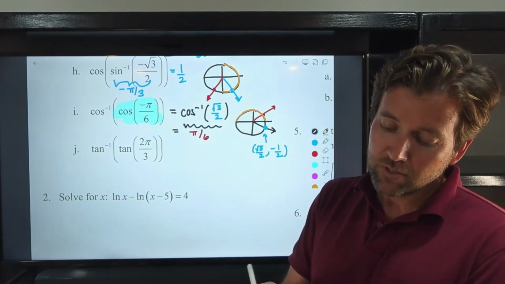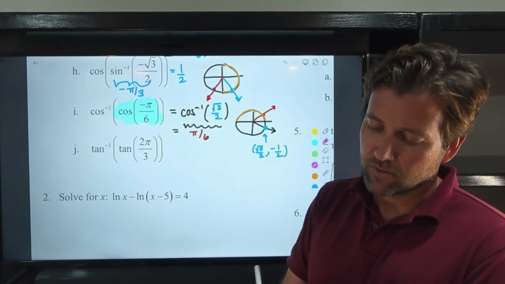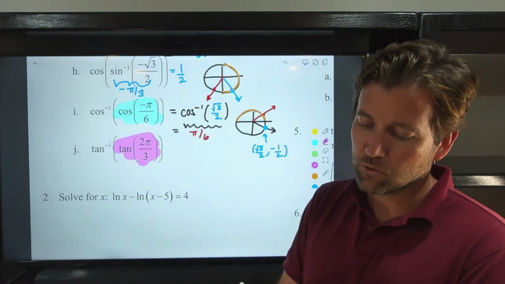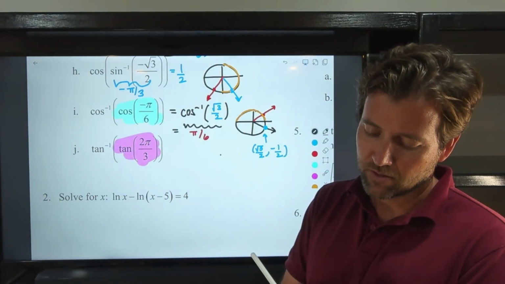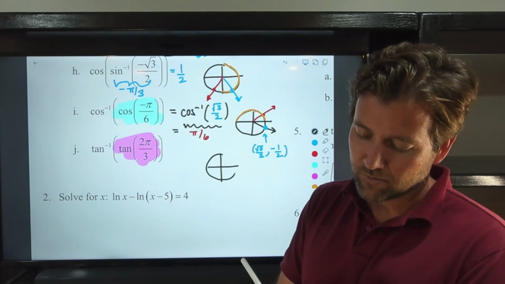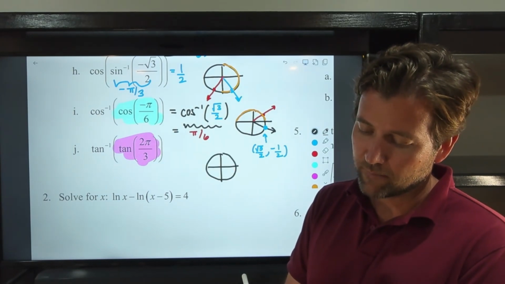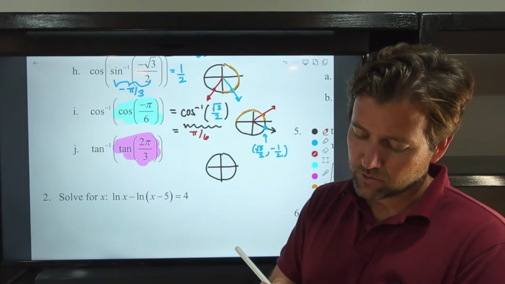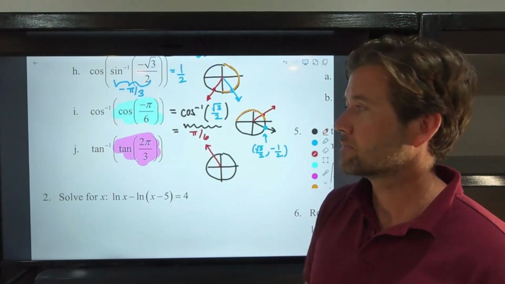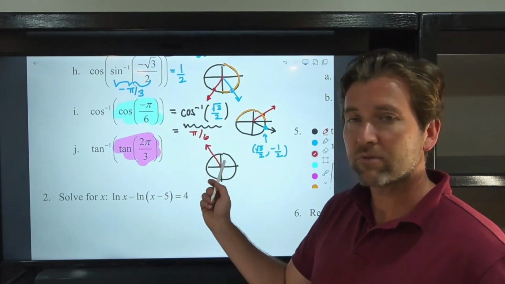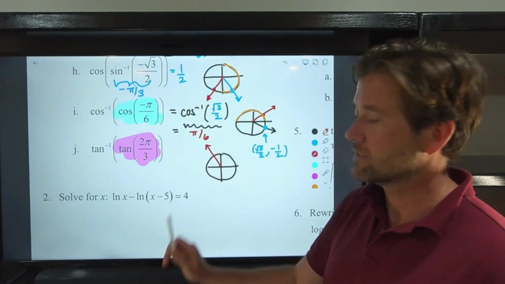If we do evaluate the tangent of 2 pi over 3, I would draw that angle 2/3 pi. It's right here in the second quadrant. Now the slope of this angle is negative square root of 3.